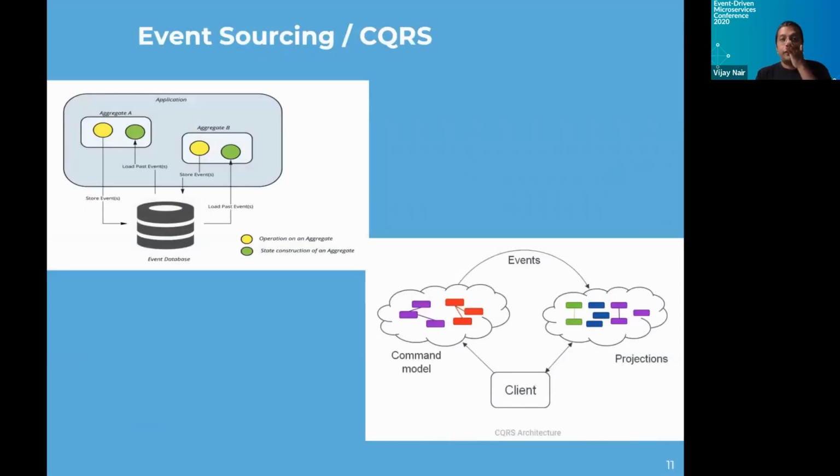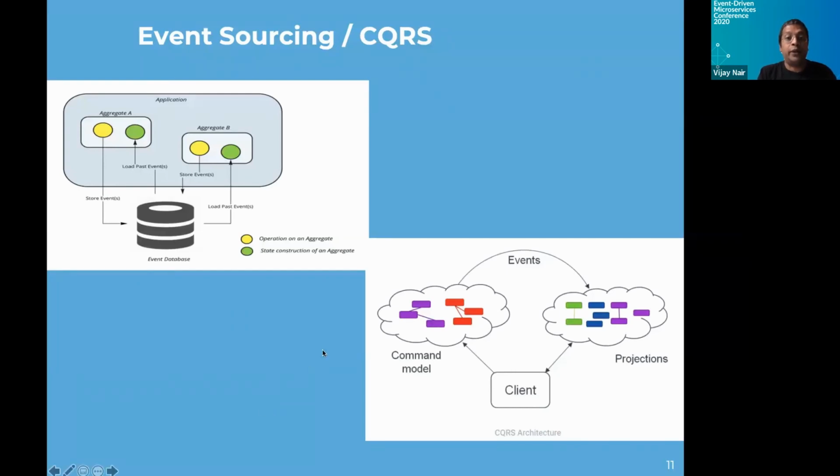Looking at a visual depiction of what event sourcing is all about, events, as you can see. Every time there is an operation on an aggregate, or what we call a command, represented by the yellow circles, an event gets stored in the database. The change of state of an aggregate is recorded in an append-only fashion. To arrive at the state of an aggregate at any point of time, we load all the past events that have happened on the aggregate and replay them. That's what event sourcing is primarily all about.